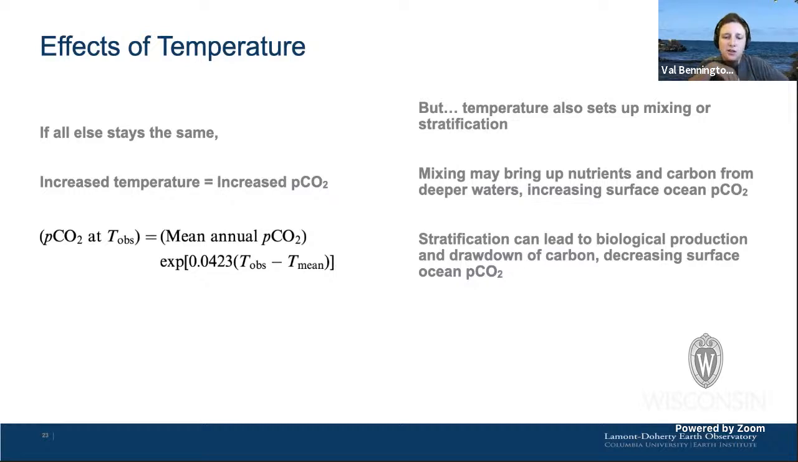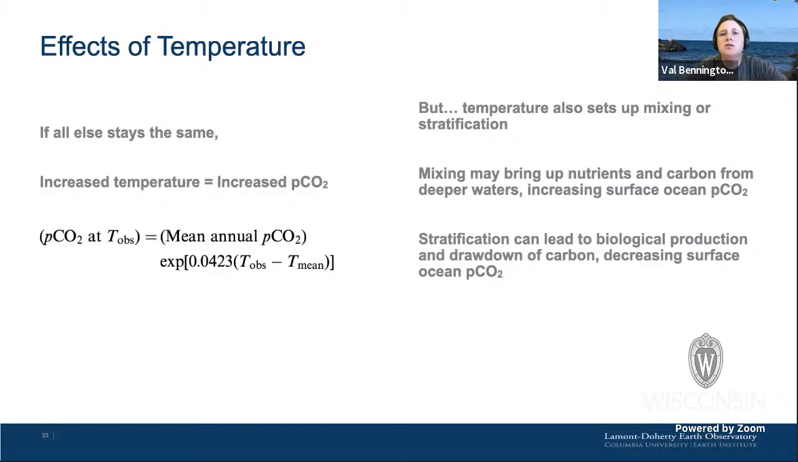I went over this a little bit, the solubility concept, but I want to go over it again just so we remember. If all else stays the same, if you increase temperature, your PCO2 is going to go up. And there's actually a quantified relationship between temperature and PCO2. So if you know a location's mean annual PCO2 or mean long-term PCO2, and you know its temperature, you can actually predict what PCO2 would be at a given temperature just using the equation. And that's if all else were to stay the same.